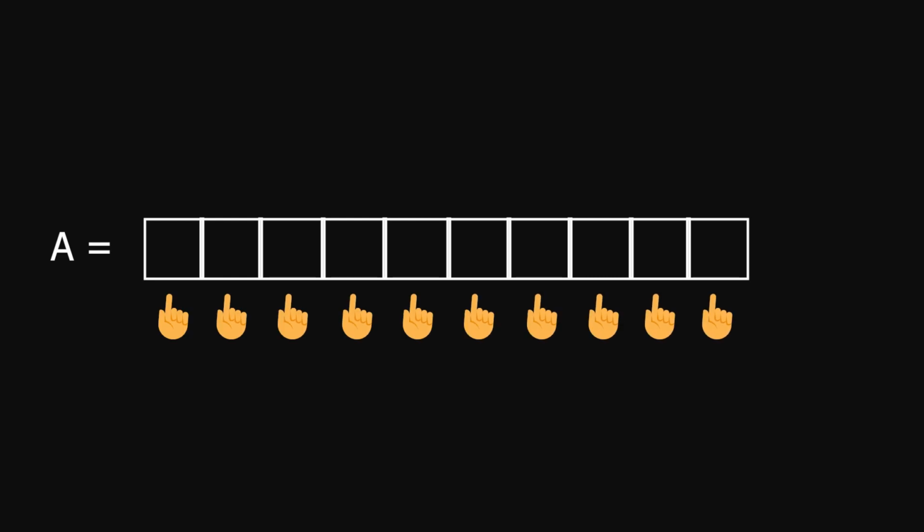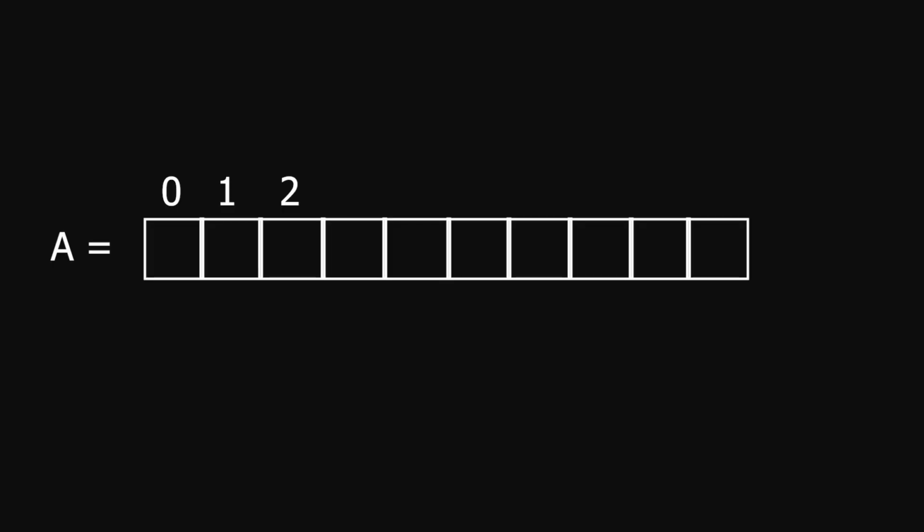An array is given a unique name and each element in the array has a unique position number. This position number is called the index or subscript, and indexing always starts from 0. There is a great debate about why indexing starts from 0 and not from 1.